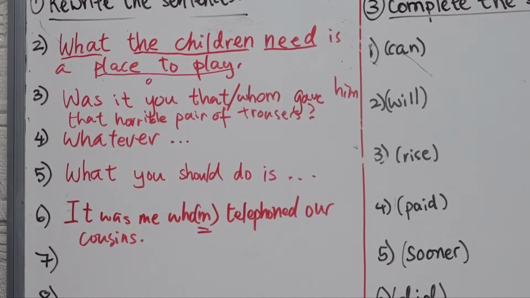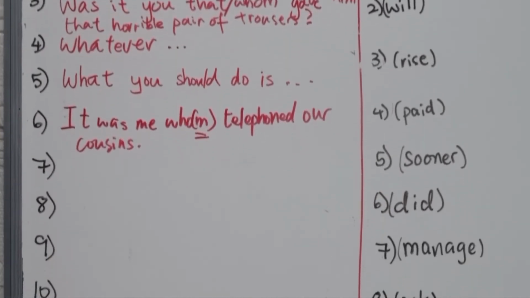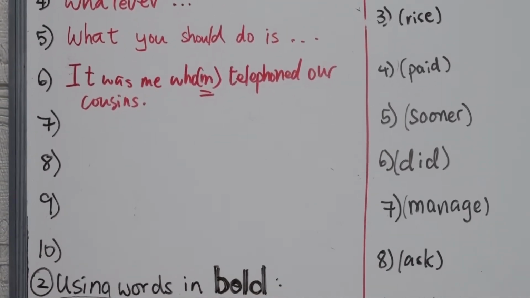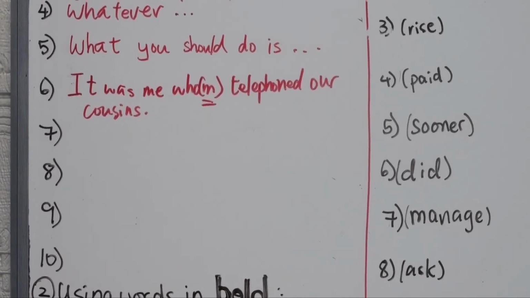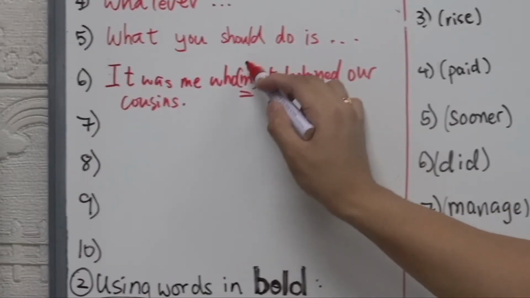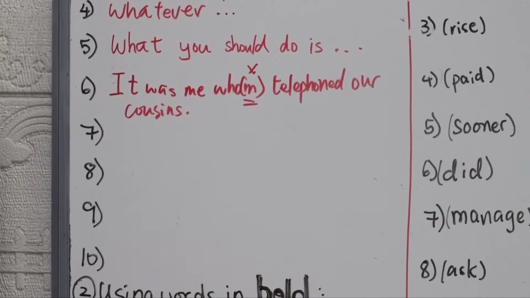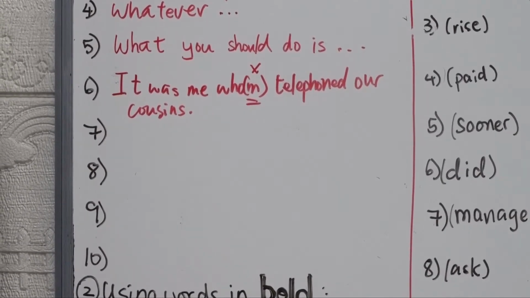Now I have something to say about this sentence if you use the word whom. It was me whom telephoned our cousins. Yes, grammatically it's correct. But nowadays, because a lot of people forget about the word whom, a lot of native English speakers would drop the M. Drop means to omit or remove, right? So it is okay if you say it was me who telephoned our cousins. It is perfectly fine to say that. Omittance, to remove. All right, let's move on.